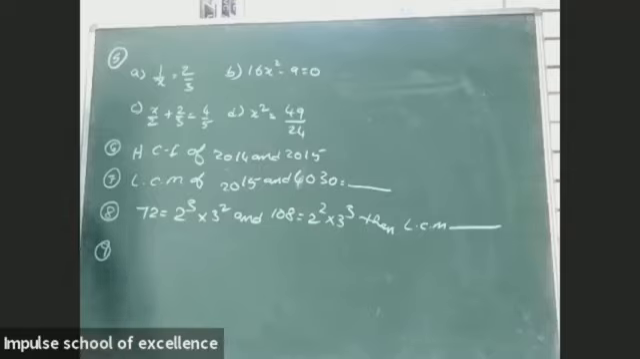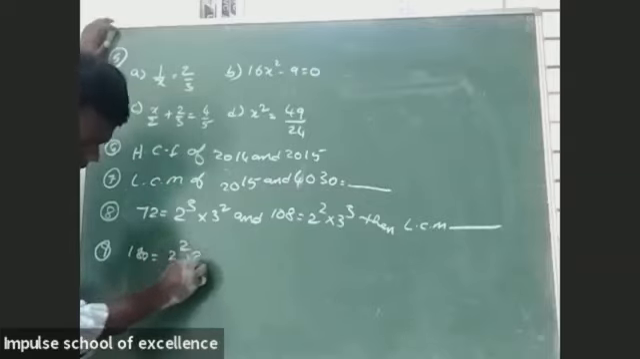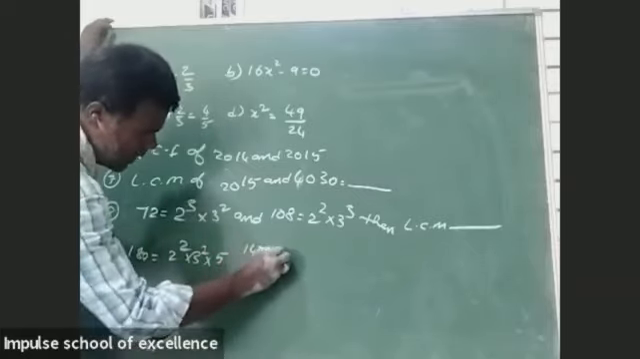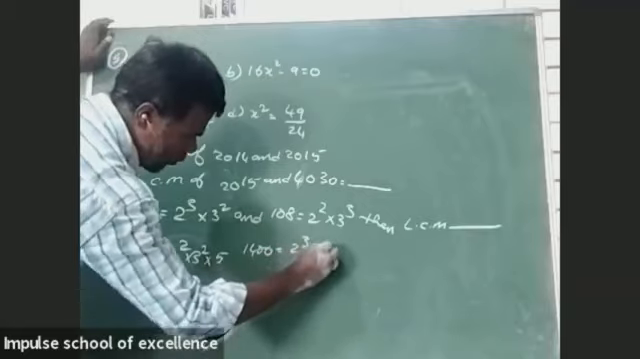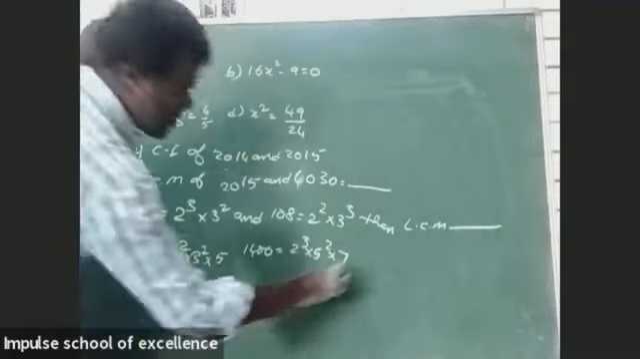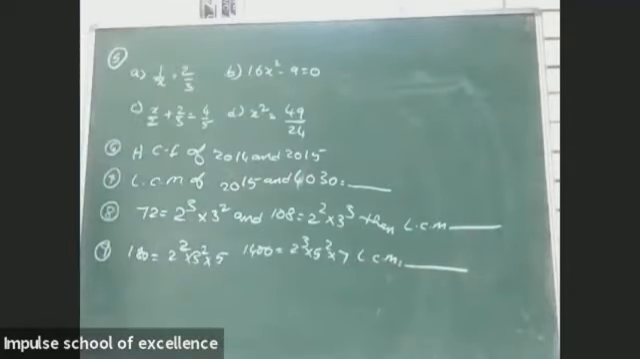Next, 180 is equals to 2 square into 3 square into 5, and 1400 is equals to 2 cube into 5 square into 7. Then LCM is equals to 2 cube into 3 square into 5 square into 7. Yeah, very good.